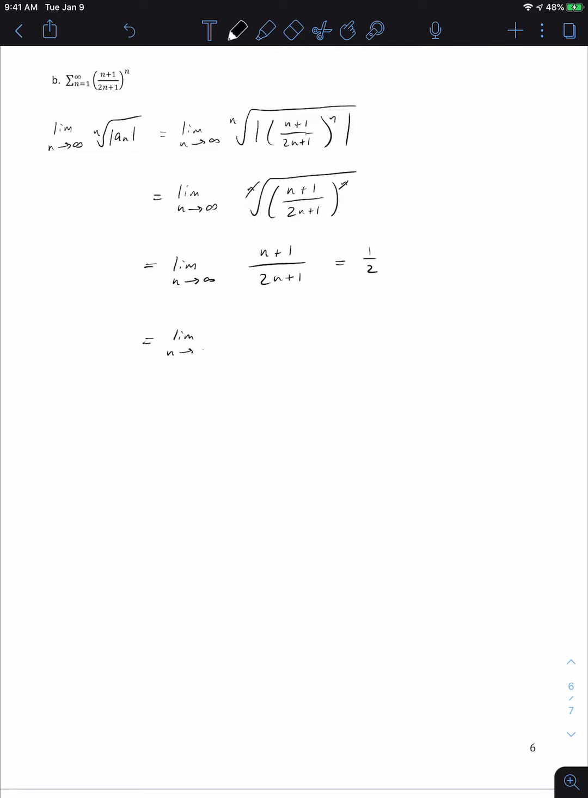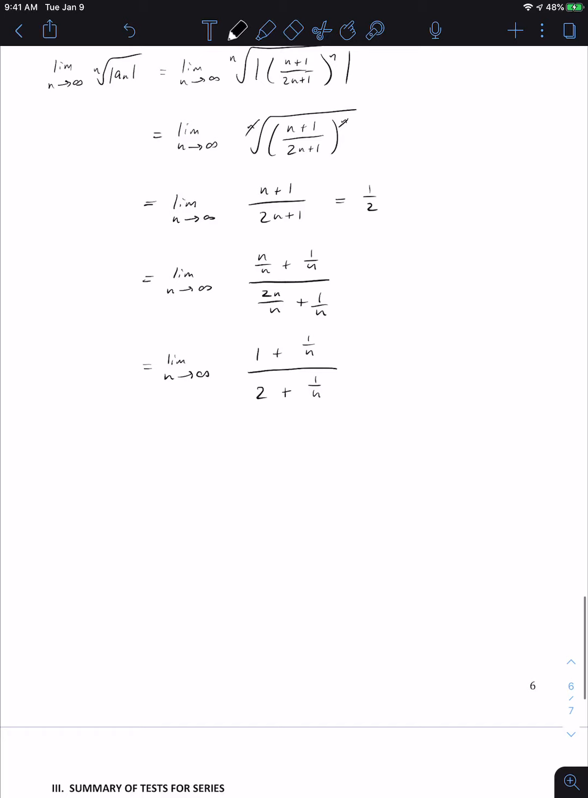I do the limit as n goes to infinity of n over n plus 1 over n, over 2n over n plus 1 over n, which ends up being 1 plus 1 over n over 2 plus 1 over n. Again, when I take the limit, this goes to 0, this goes to 0, so I'm left with 1/2. Right? So if you're starting to be able to make this step here, I'm okay with it, but if not, you can still keep going.